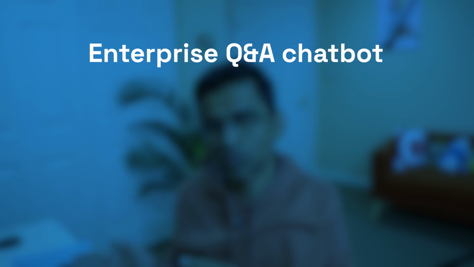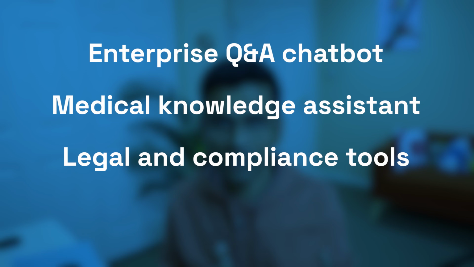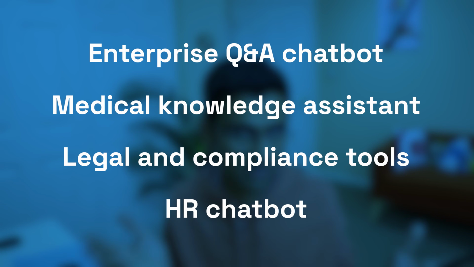The telecom support chatbot that we just saw is an example of enterprise QA chatbots. There are many other industry use cases for RAG. For example, you can build a medical knowledge assistant which can look at the vast amount of medical knowledge and pull a relevant answer for your query. The other one is legal and compliance tools. Once again, here the knowledge will be your legal documents and you want to pull the most relevant and accurate answer. HR chatbot is another example.